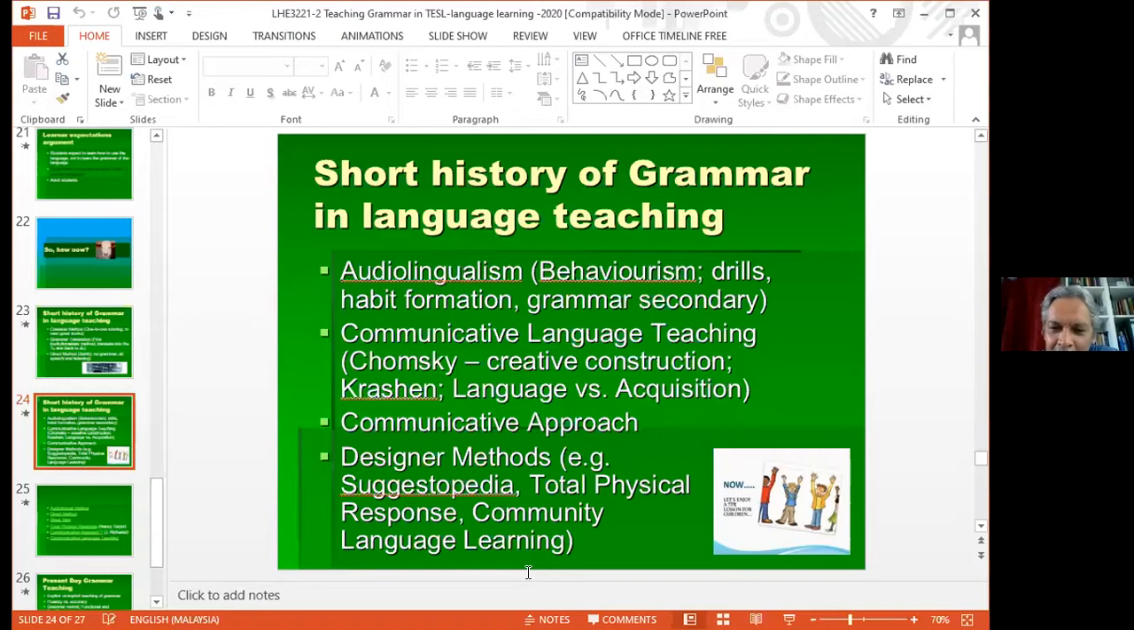And secondly, when you have some form of physical activity connected to what you are doing, maybe they will understand it more. Okay. So, these are things that are part of what these designer methods try to focus on. Okay. So you also have Suggestopedia.